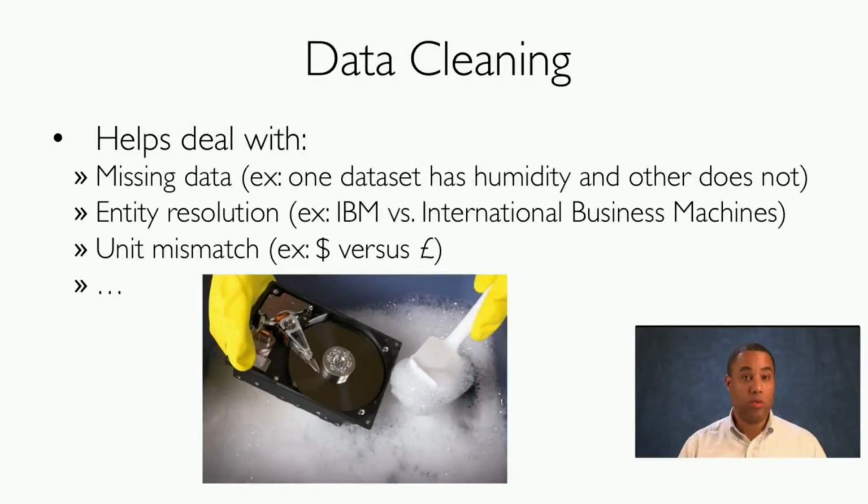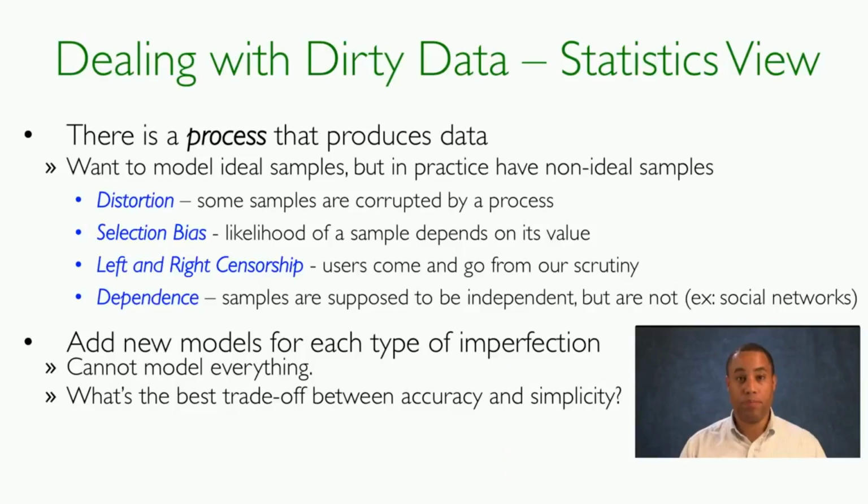Data cleaning helps to deal with missing data. For example, one sensor data set might have humidity while the other does not. Data cleaning also helps to deal with entity resolution. So for example, the difference between IBM versus International Business Machines. It also helps to deal with unit mismatch. For example, in one data set, you might have dollars, in another, you might have pounds, and so on.